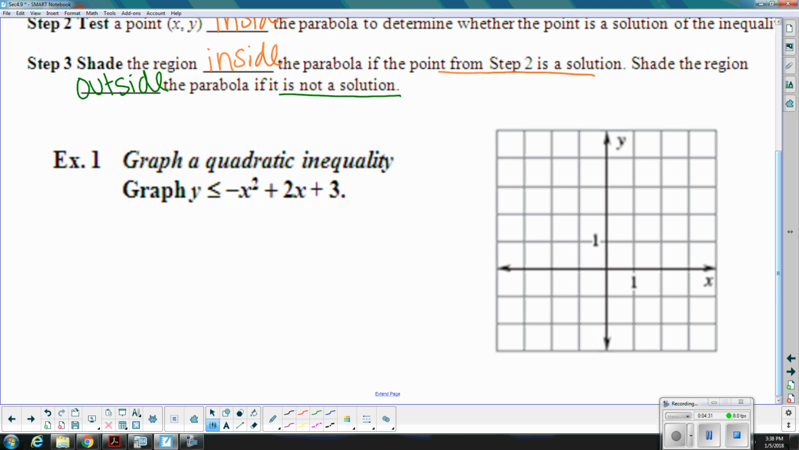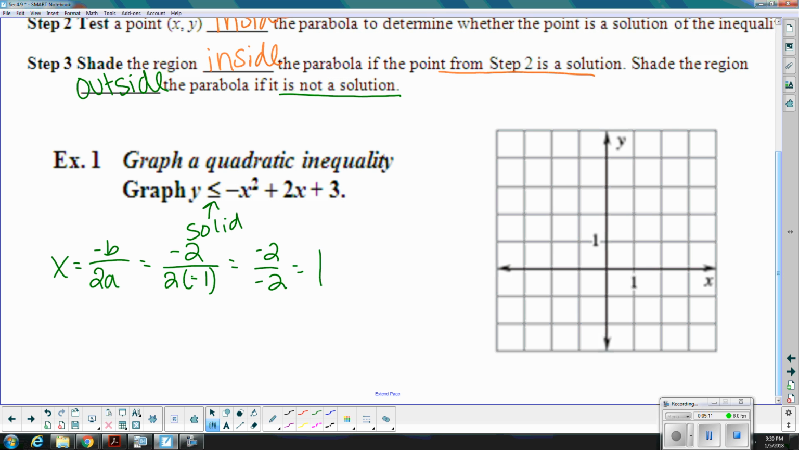So the first one, graph the quadratic inequality y is less than or equal to negative x squared plus 2x plus 3. So this right away tells us it's going to be a solid line. The very first thing we want to do is find the axis of symmetry. If you remember, that's negative b over 2a. So in this case, it's negative 2 over 2 times negative 1, which is negative 2 over negative 2, which is 1. So that's our x-coordinate of the vertex.